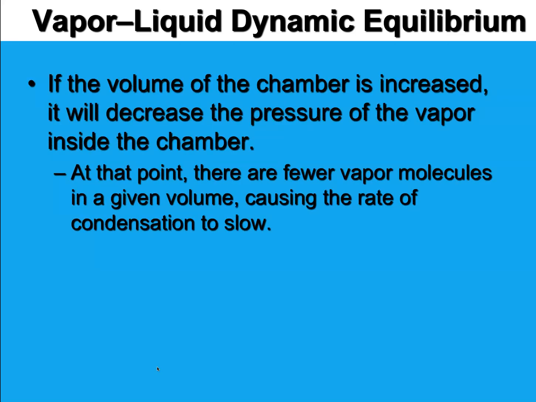Vapor liquid dynamic equilibrium. If the volume of the chamber is increased, it will decrease the vapor pressure of the vapor inside the chamber. So at this point, there are fewer vapor molecules in a given volume, causing the rate of condensation to slow. So you've got to realize that there is an equilibrium occurring at the surface, and you can mess with it. As we said earlier, temperature is going to increase vapor pressure.